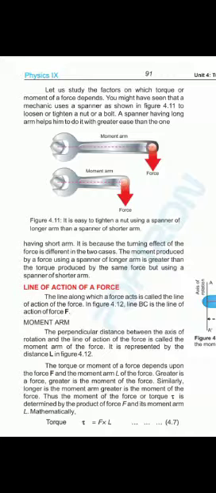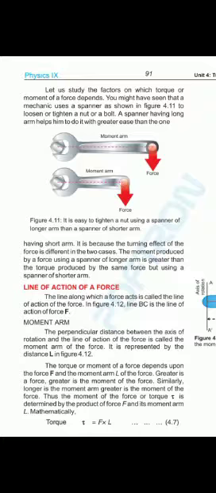Next, line of action of force. When we apply force to rotate a body, the body moves in a circular path or rotates about a point, but we apply force in a straight line.